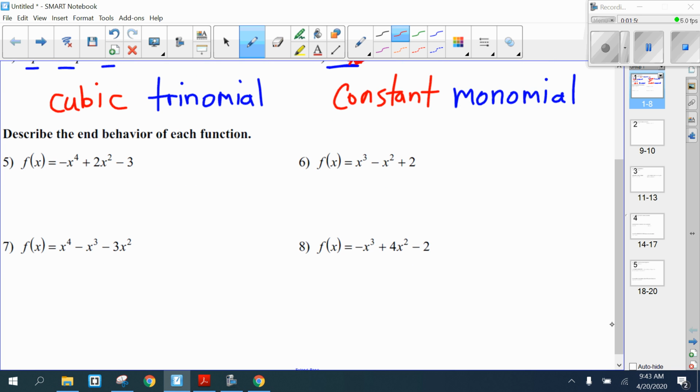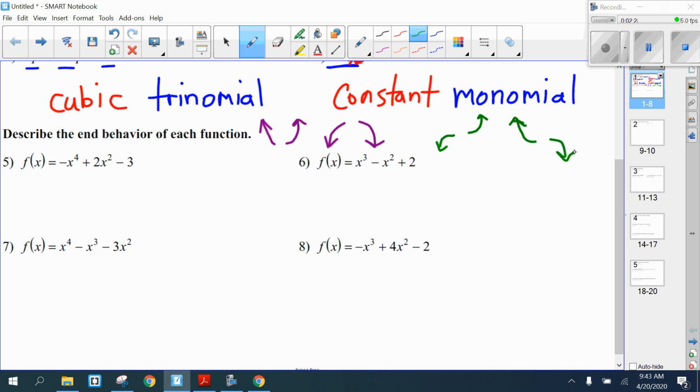Next, we're going to describe the end behavior of each function. There's only 4 things that are possible. It can go up and up, or down and down, or down and up, or up and down. That's it. Those are the 4 different possibilities.